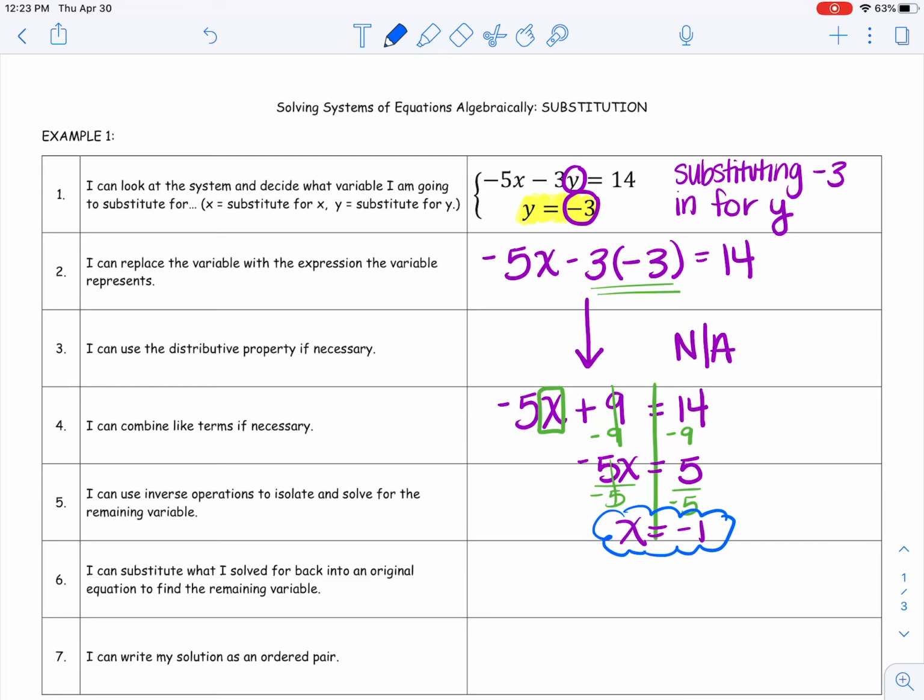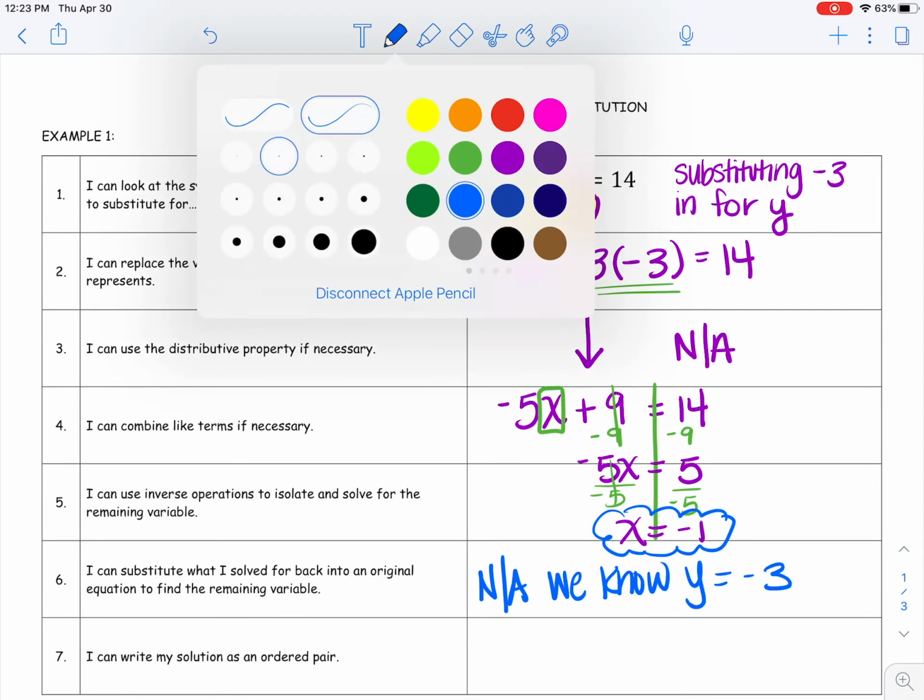Okay, step 6 tells us that we can take that x equals -1 and substitute it back in to find the remaining variable, y. Well, we already know that y is equal to -3, so we don't have to do this step. So I'm going to skip this step and just write y. So we know that y equals -3. It doesn't make sense to do extra work. We don't want to do extra work.